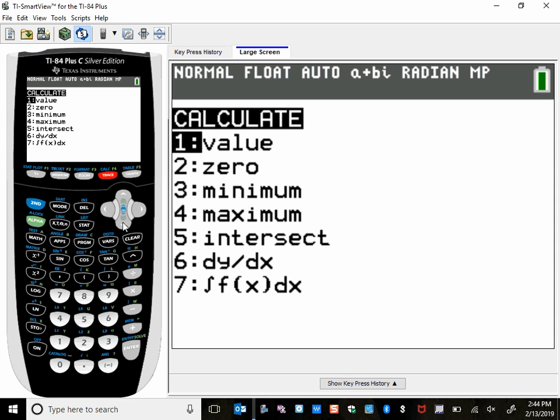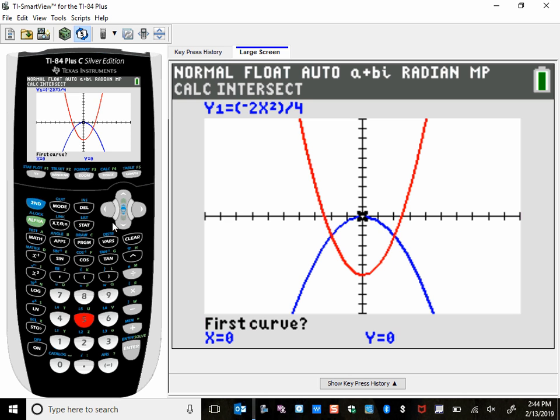Which one do you think you need? Intersect. So you hit number 5. Did yours say first curve right here? Yeah. All right, hit enter 3 times, and it will estimate for you. You should get -2, -2. So write that down. That is one of your solutions.